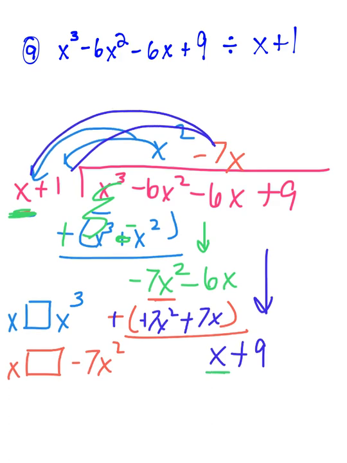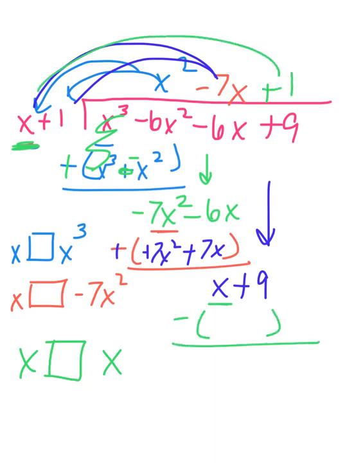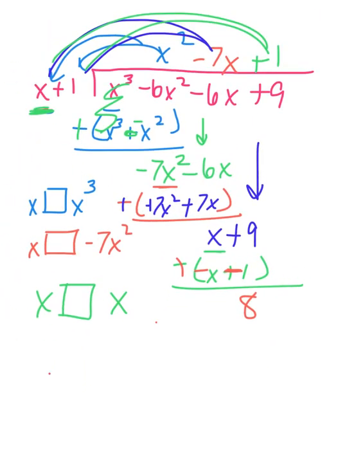First term into first term. x times what gives me x? 1. So multiply. 1 times x is x. 1 times 1 is 1. And then what do I do with the negative sign? Distribute, distribute, distribute. So I'm left with 9 minus 1 is 8. 8 is my what? Remainder. So you would write your answer as x squared minus 7x plus 1 plus 8 over x plus 1.